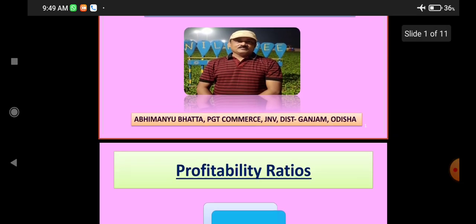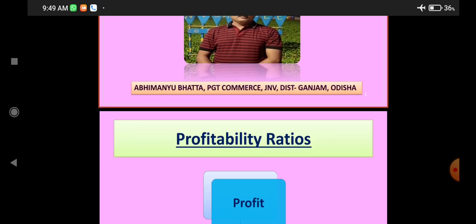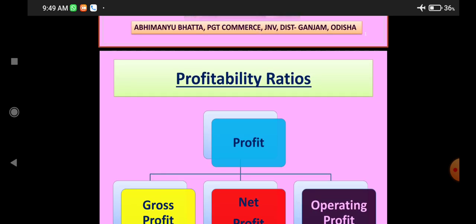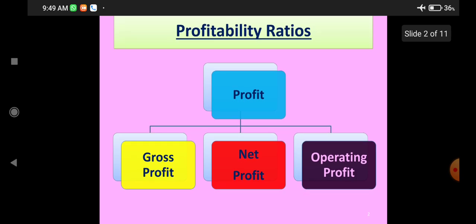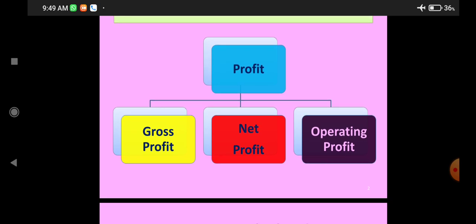Today I will discuss profitability ratio. Before starting the profitability ratio, we should know what profits we come across every day. Dear students, there are three types of profit. One is gross profit, another is net profit, and the next one is operating profit.